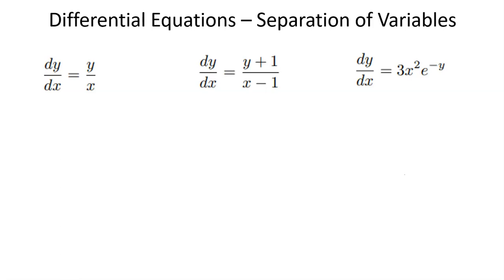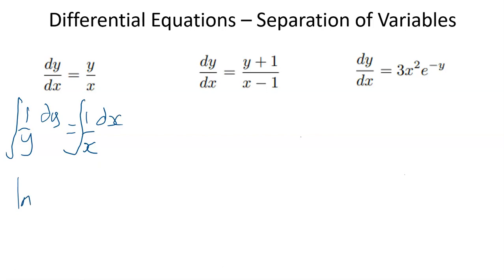So if we look at this, we can divide both sides by y, and we can multiply both sides by dx and get dy over y equals dx over x. Probably a slightly better way of writing it is 1 over y dy and 1 over x dx. And then we can just say, well, let's integrate that side and integrate that side. And we know that the integral of 1 over y is going to be log y, and this side it's going to be log x, and we'll have our plus c.